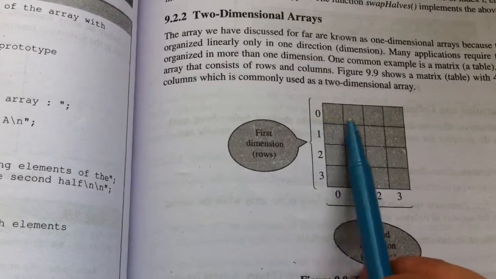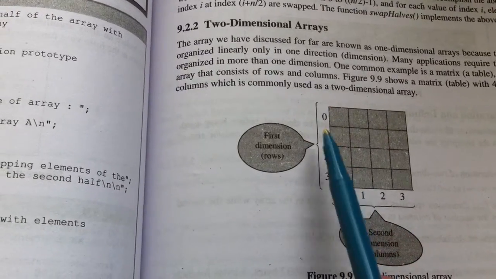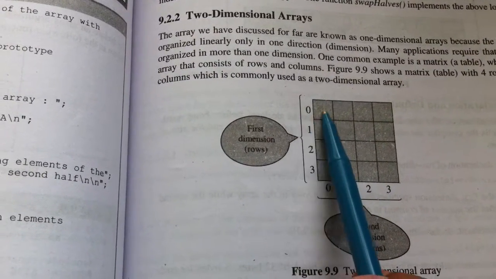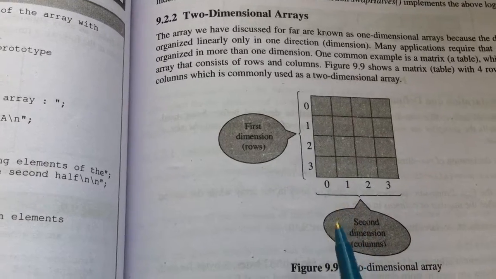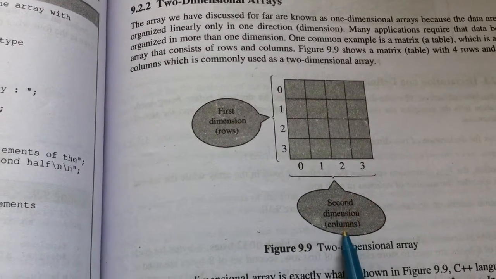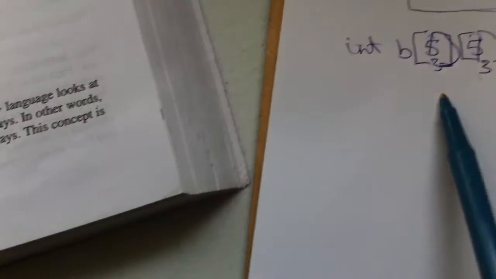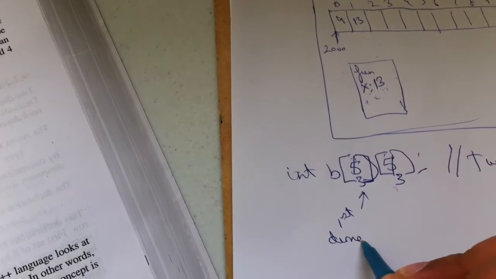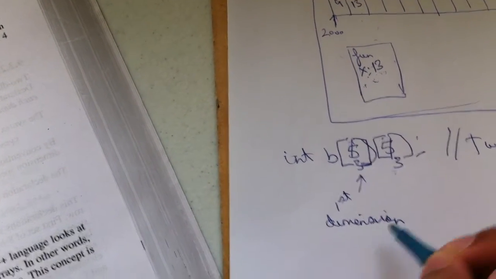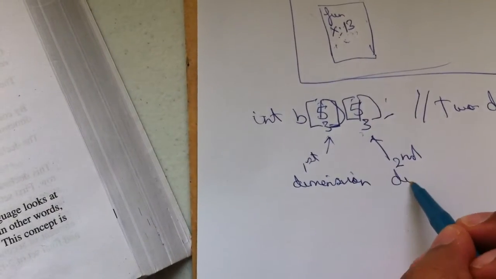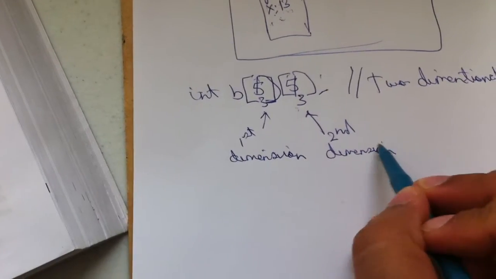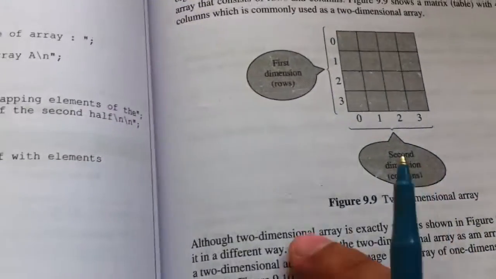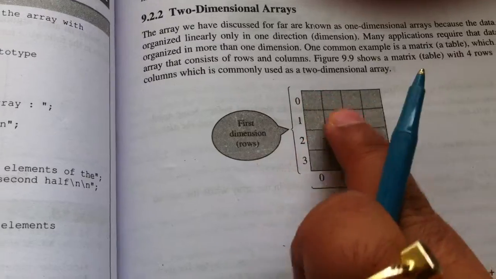How do you find what this memory is? What's the address of the row, and what's the address of the column? So first we write the address of the row, so it's 0, and the column is 1. The second dimension is column, the first dimension is row. First dimension is row, second dimension is column.